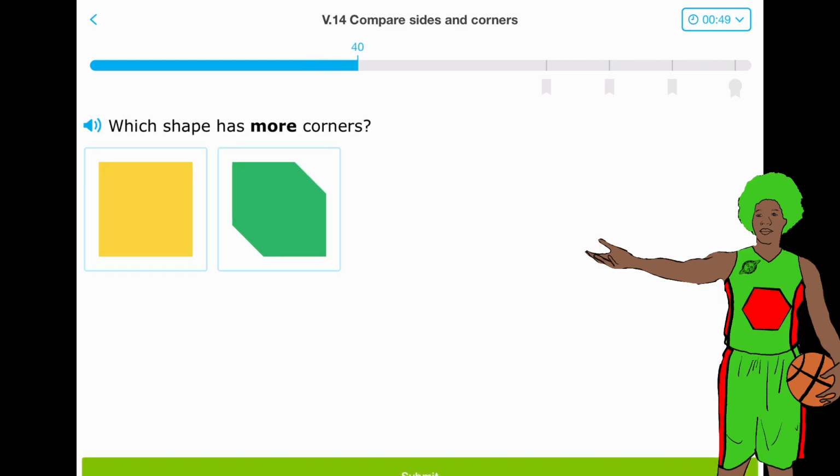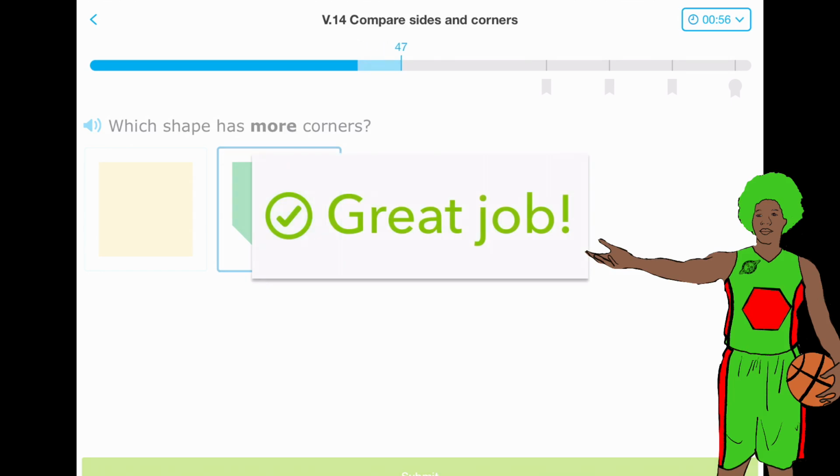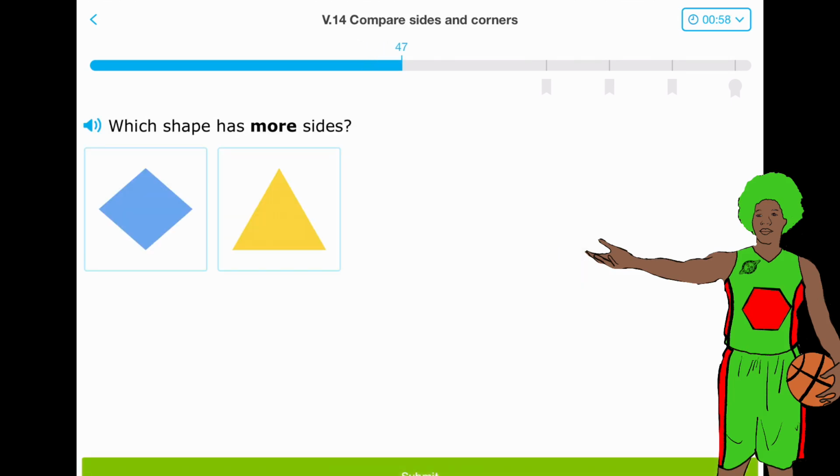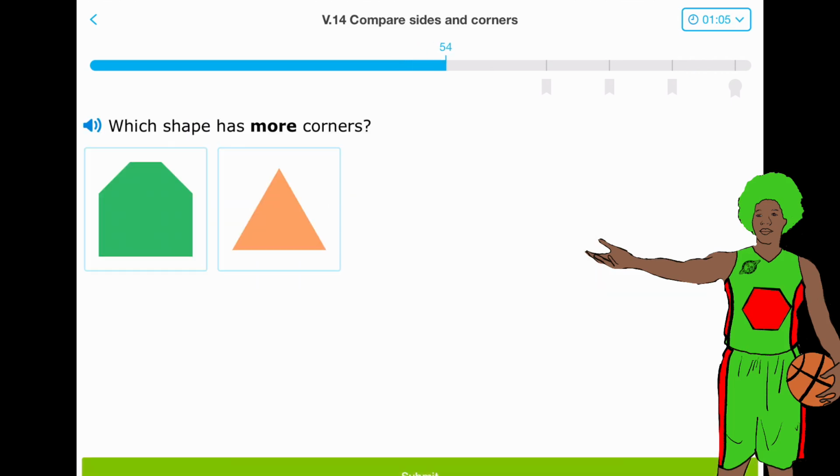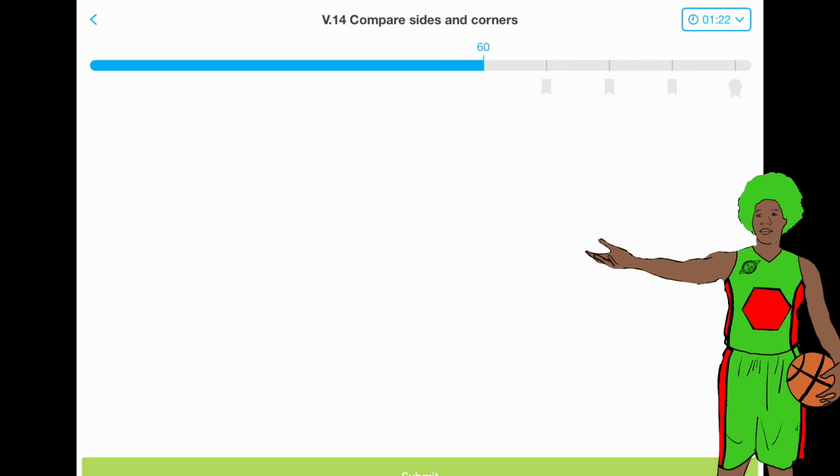Woohoo! Okay, which shape has more corners? 1, 2, 3, 4, 5, 6. Hexagon. Which shape has more sides? Okay, now they want to know the side, so it's the square over the triangle. Which shape has more corners? Okay. 1, 2, 3, 4, 5, 6. 6 for the green shape and 3 for the triangle. So which one has more? The green one. Woohoo! It's a pentagon.